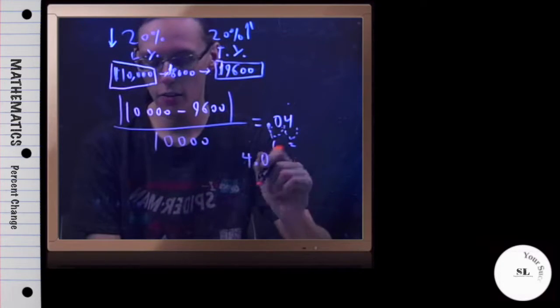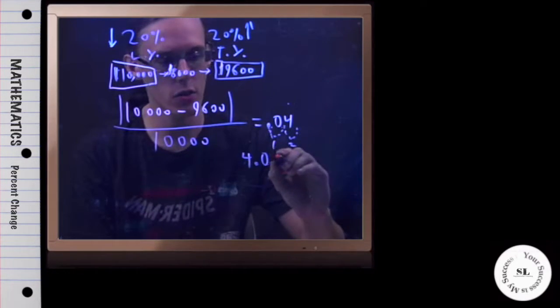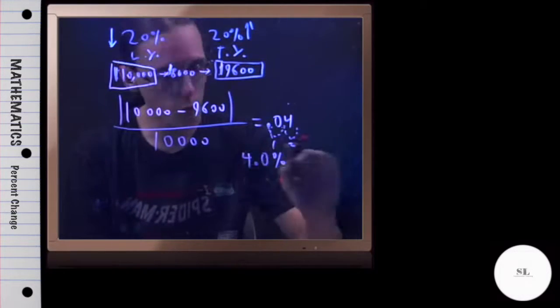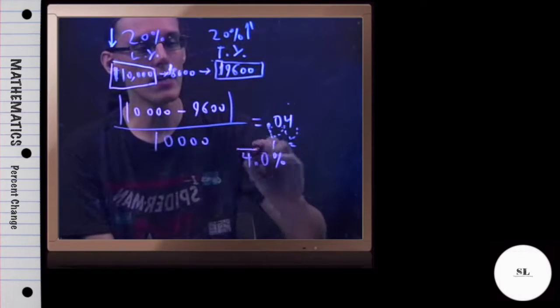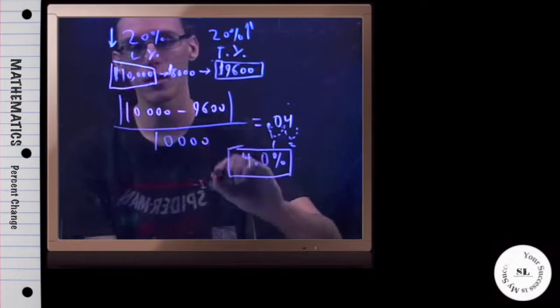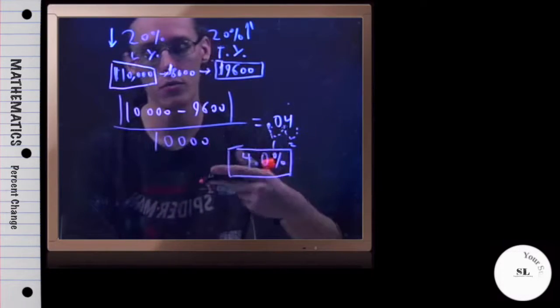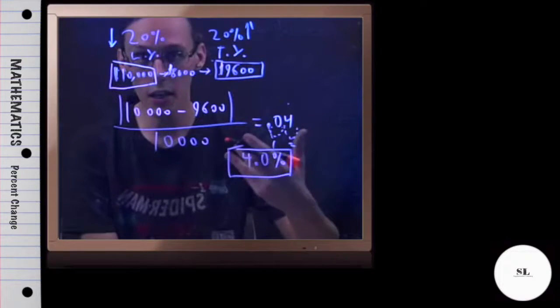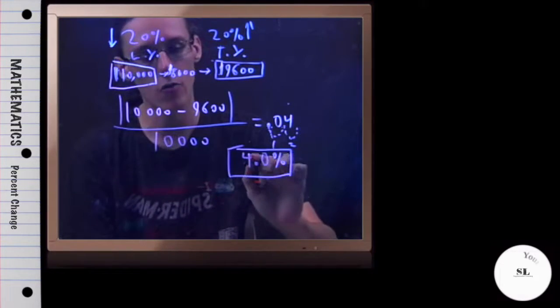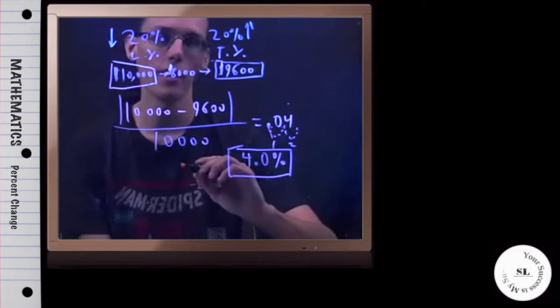So here, the rounding to the nearest tenth of a percent didn't really have much effect. This is just 4%. So what that means is that if we started with $10,000 and wind up with 9,600 ultimately, we had a percent decrease in the value of our investment of 4%. And that is this example.